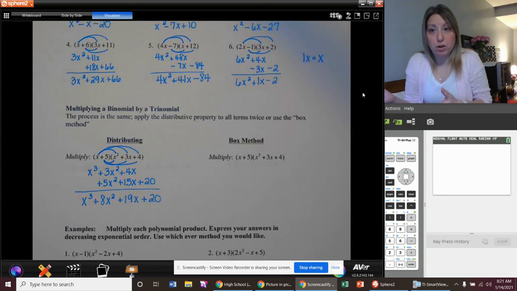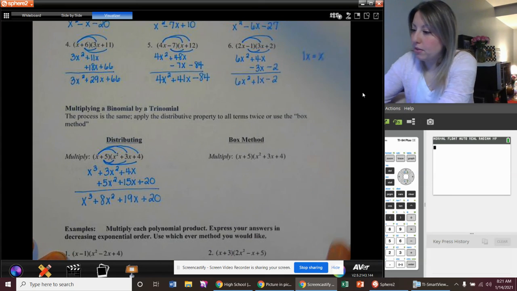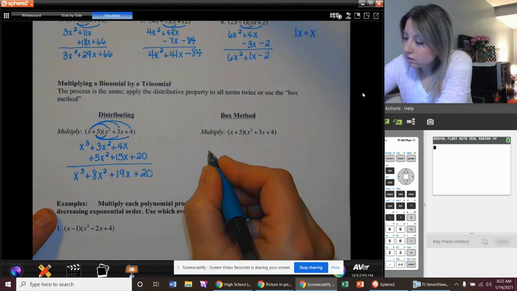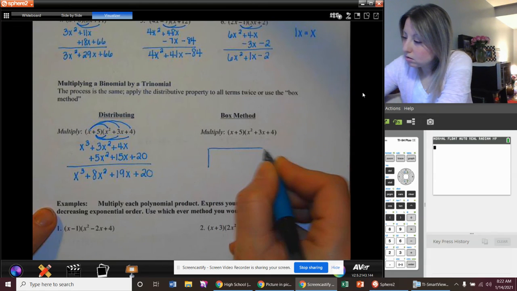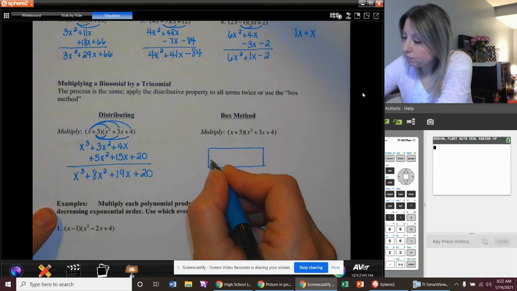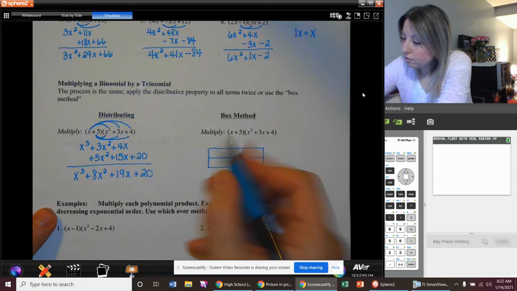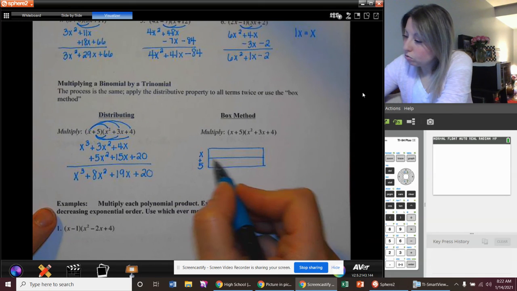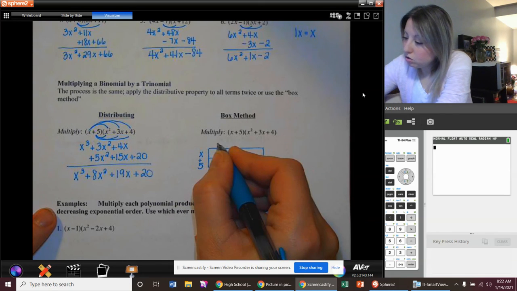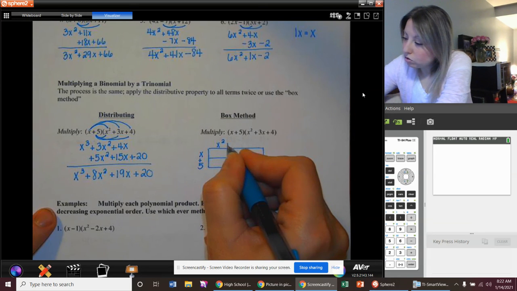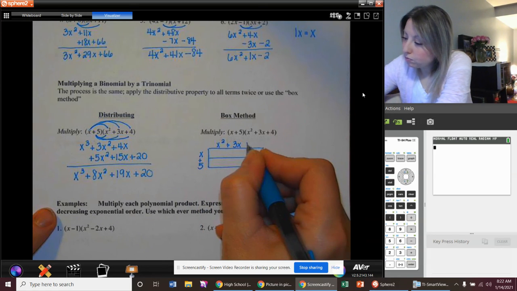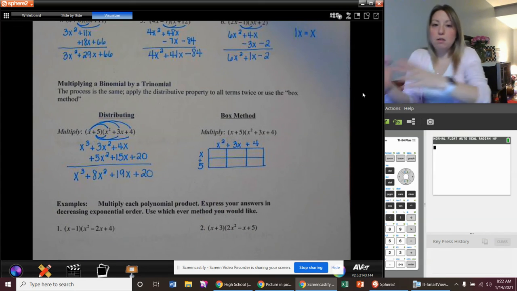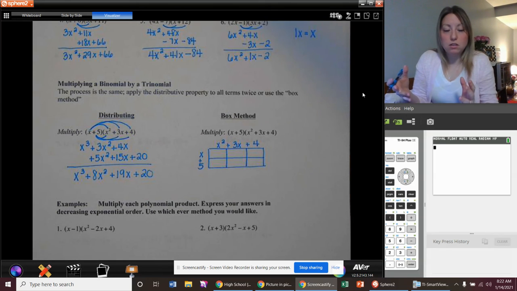Another way to do that is what we call the box method. In the box method, the way we set this up is I draw myself a nice little rectangle. In the rectangle, I have x plus 5 on one side. Notice I drew a line separating everything. Then I'm going to do x squared plus 3x plus 4 across the top, and I'm going to divide my rectangle into these boxes.